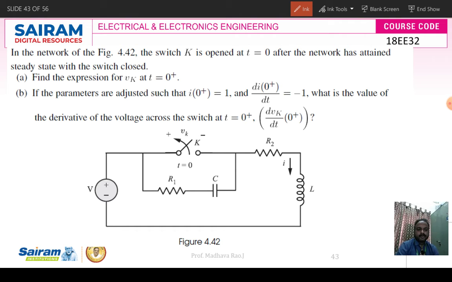So what we have to do here is apply Kirchhoff's current law. We can apply node analysis to find the derivative of Vk with respect to t, but this circuit is like a series circuit, so you can easily simplify this one.